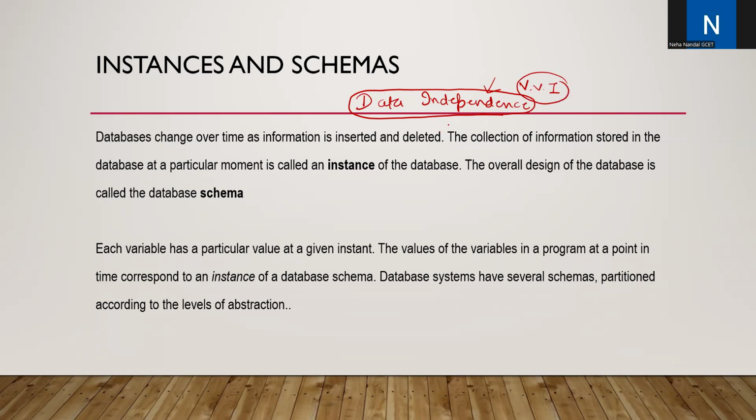Okay, so that we will discuss again. We will come to what data independence is and what the types of data independence are. Now, before that, we have to see two more definitions. The first definition is instance.